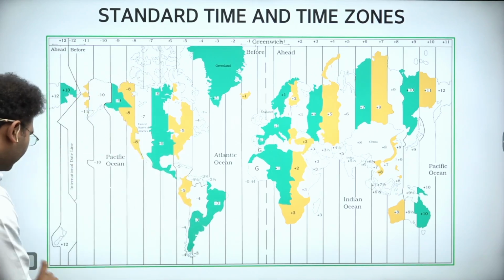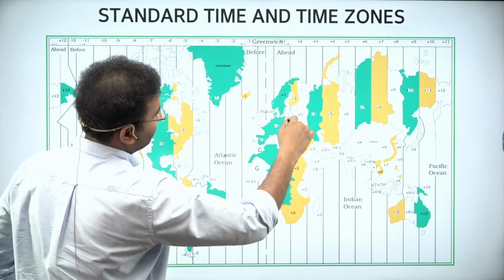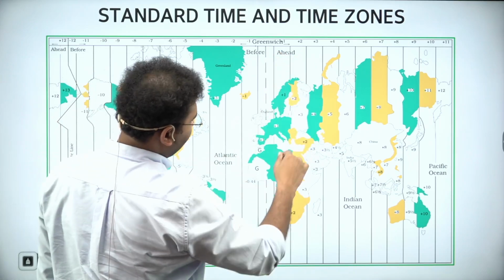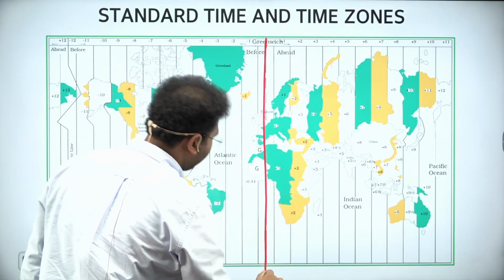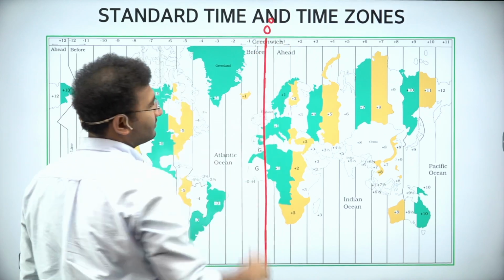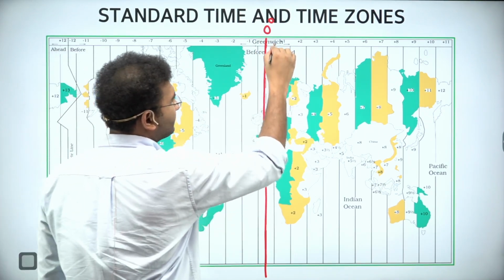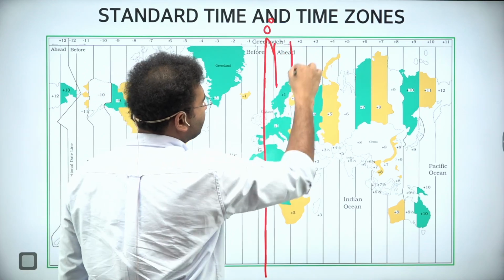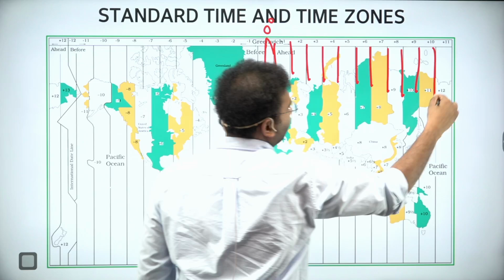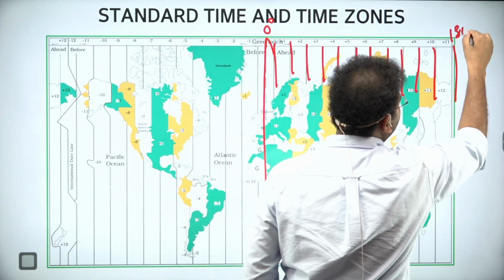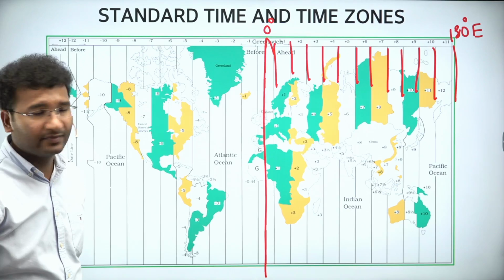So now see here, suppose this is your prime meridian, right? Look here, your prime meridian is this. This is your prime meridian. What is the angle? 0 degrees, right? Now likewise, each of these longitudes, till here, we call 180 degrees east, right?